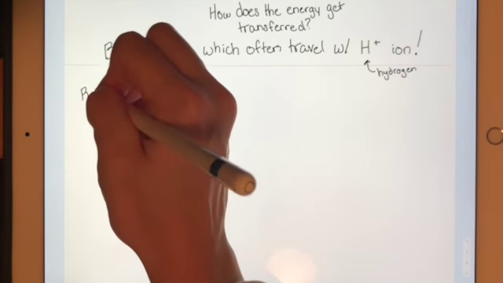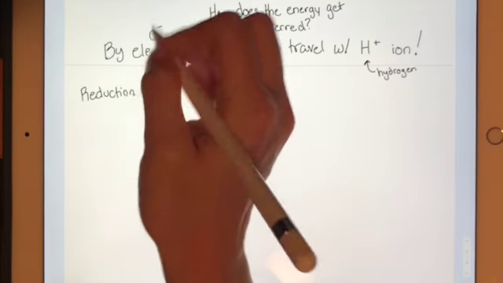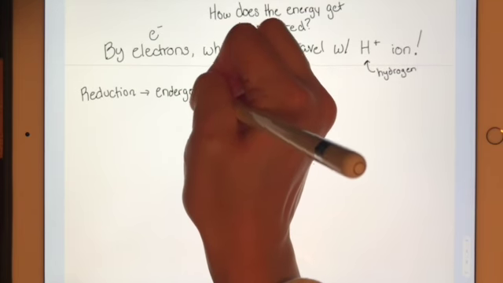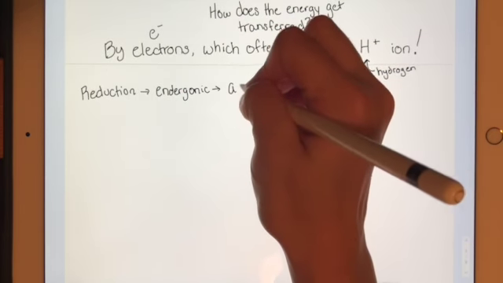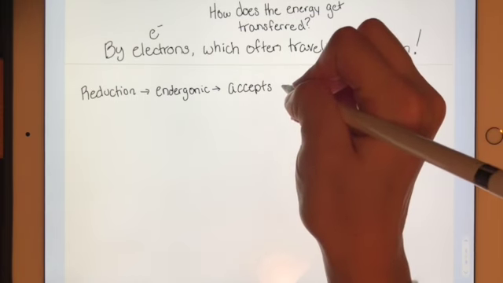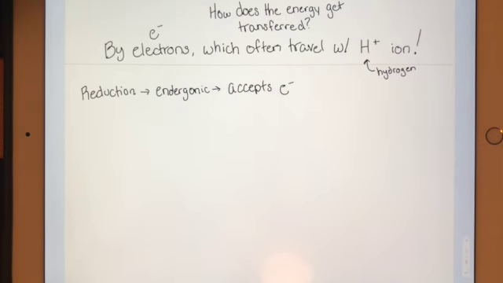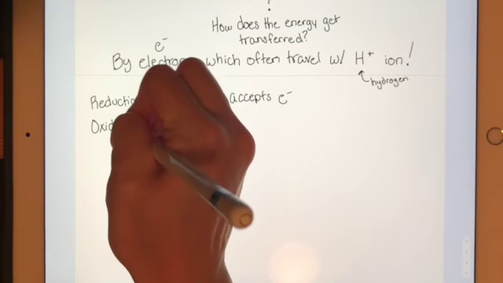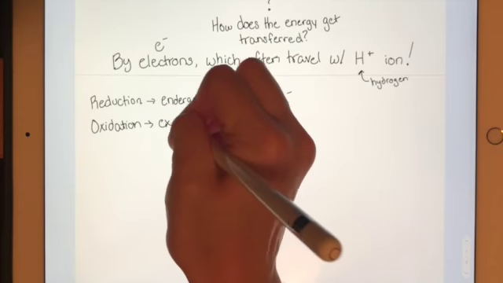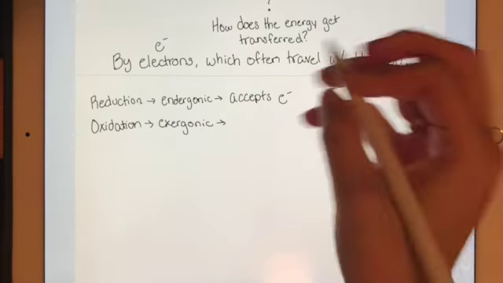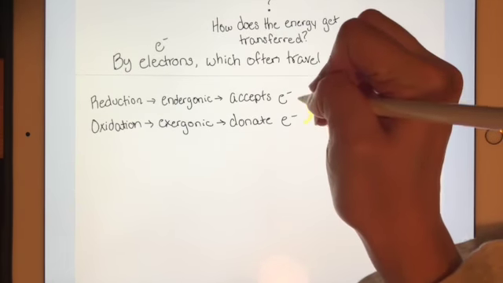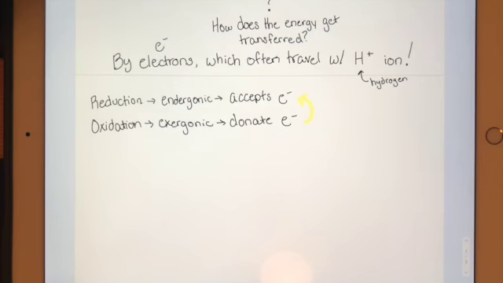So, if our reduction reactions are endergonic, whatever gets reduced accepts those electrons, because those electrons come with a lot of energy, and we need energy to power these reactions. The oxidation steps, those are exergonic, meaning that they are the ones that donate electrons. So you can see how we get energetic coupling.